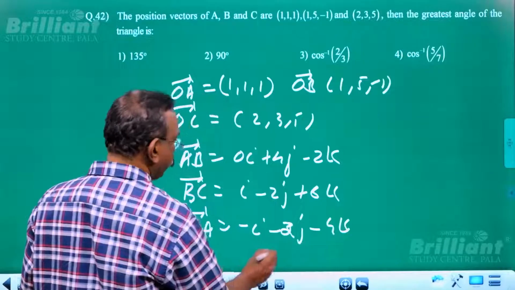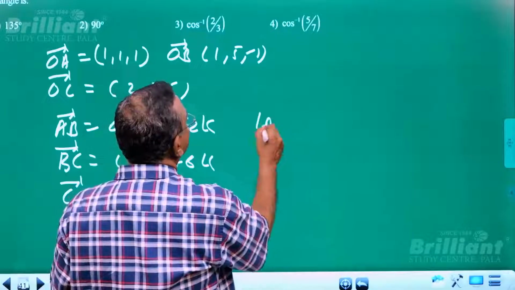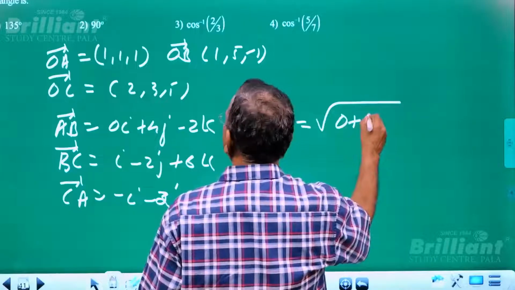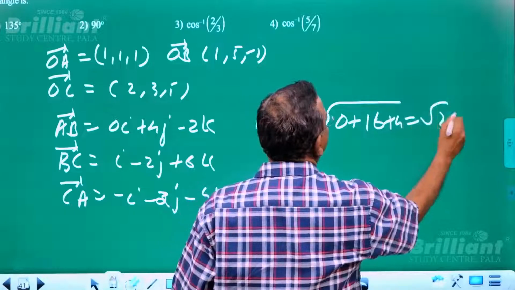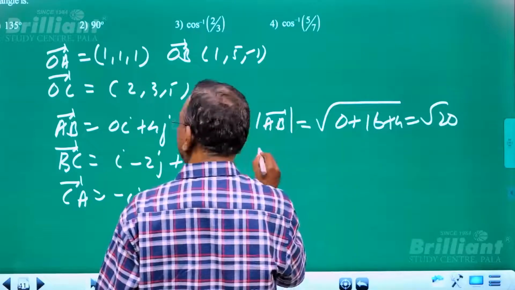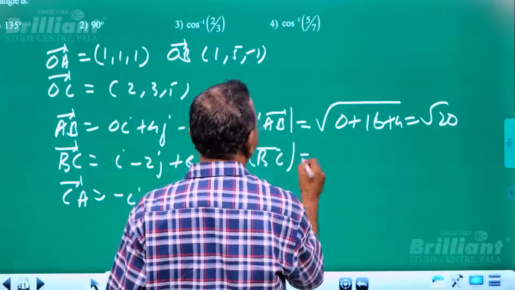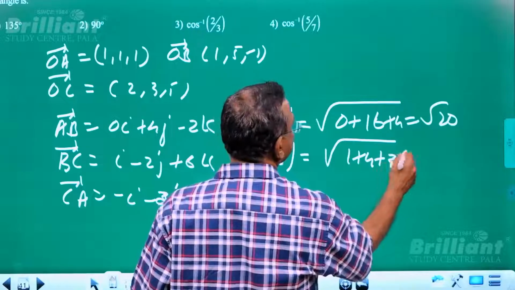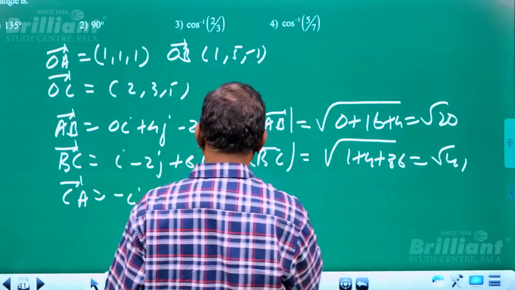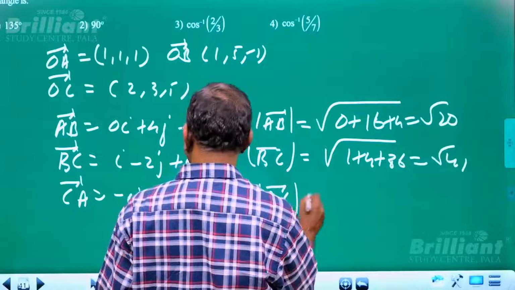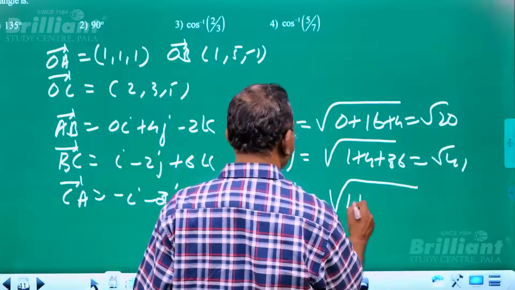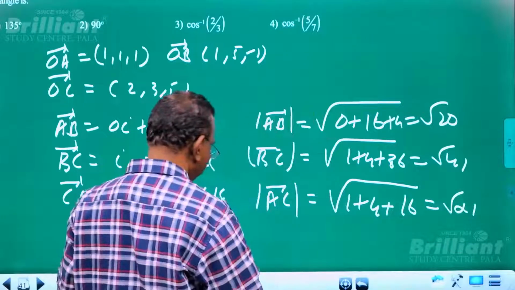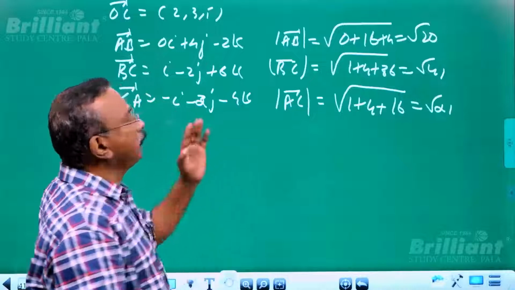These are the vectors. So, you know how to find the magnitude of AB. AB is equal to square root of 0 plus 16 plus 4. That is equal to root 20. And next BC. BC is equal to root of 1 plus 4 plus 36, so root 41. And AC or CA is equal to square root of 1 plus 4 plus 16, that is root 21. So, among the three sides, BC is the largest one.